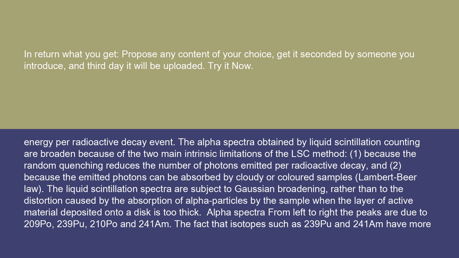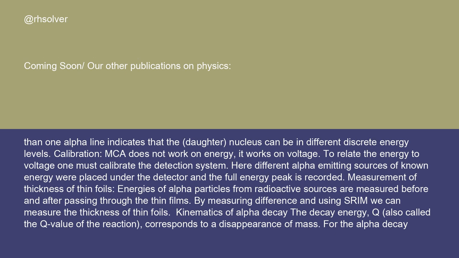Alpha spectra, from left to right: the peaks are due to 239Pu, 240Pu, and 241Am. The fact that isotopes such as 239Pu and 241Am have more than one alpha line indicates that the daughter nucleus can be in different discrete energy levels.